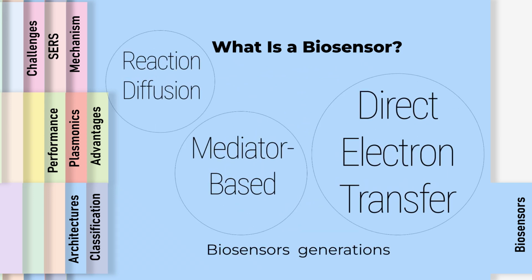In the first generation, the product of the reaction diffused to the sensor. In the second generation, mediators were introduced to improve the interaction between the reaction and the sensor. In the third generation, mediators were removed and the response directly initiated the reaction.